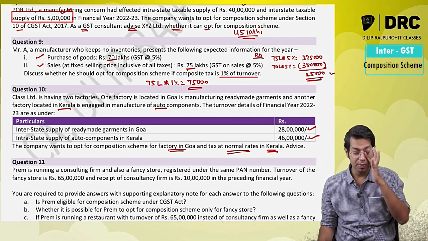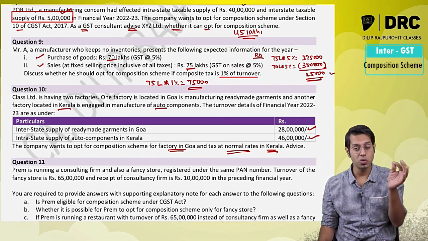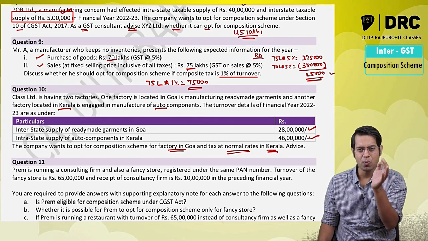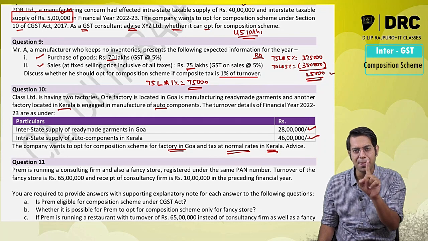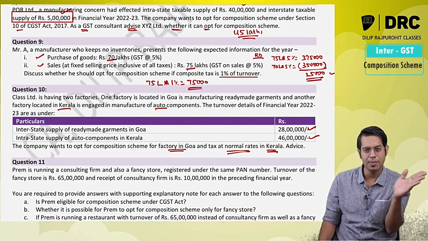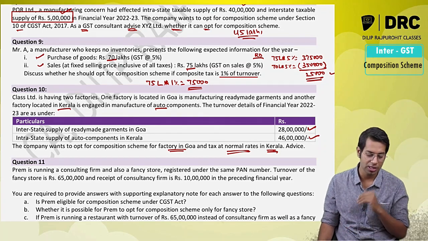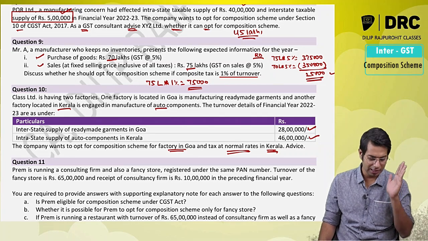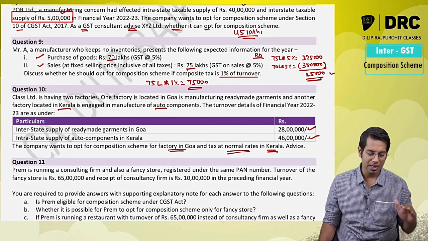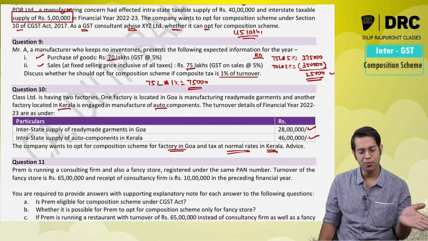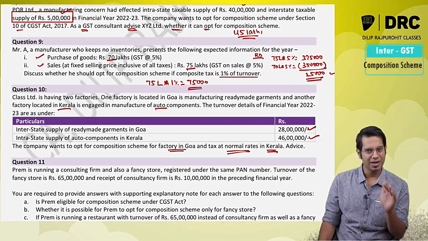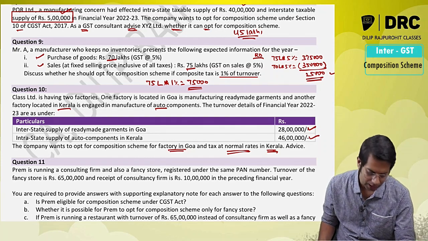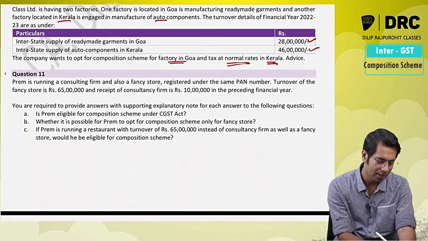As per the proviso to section 10 subsection 2, where there is more than one registered person under the same PAN, if one is opting for the composition scheme, the others should also opt for the composition scheme. Therefore, in the present case, Class Limited will have to opt for the composition scheme for both the units. It cannot opt for the composition scheme for one of its units and remain a regular dealer for the other. Then an exam question.